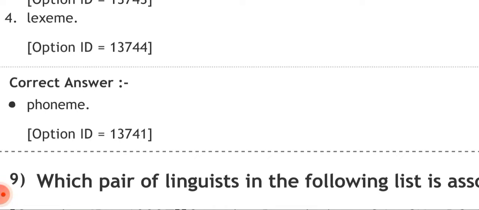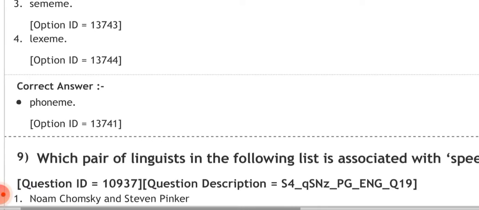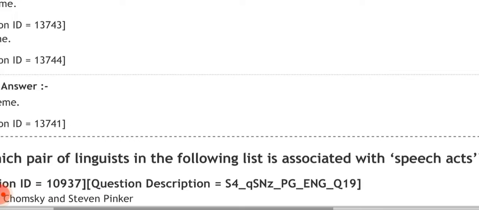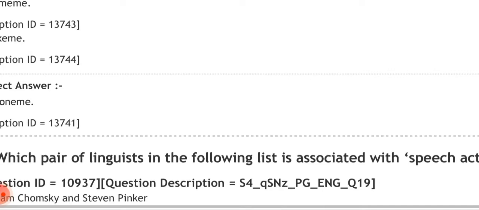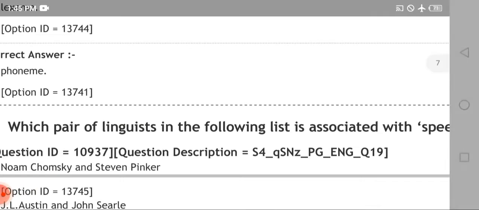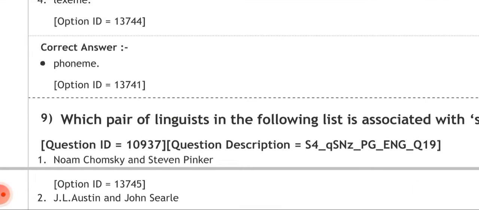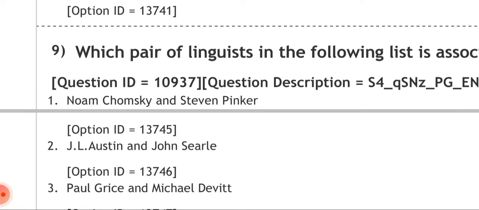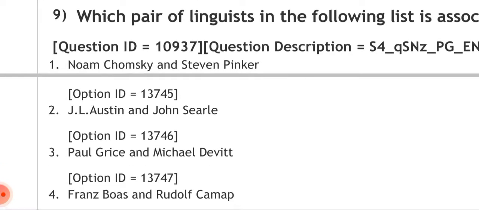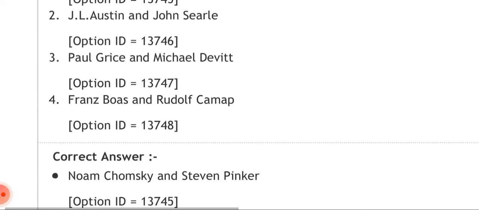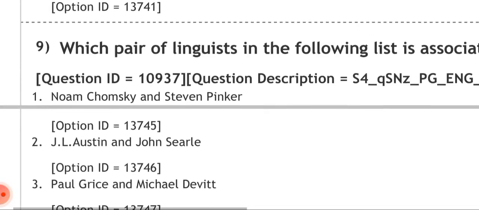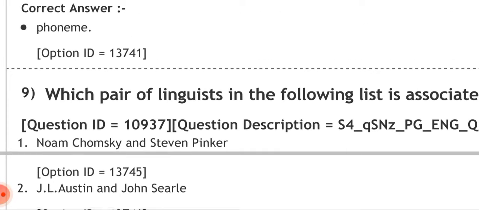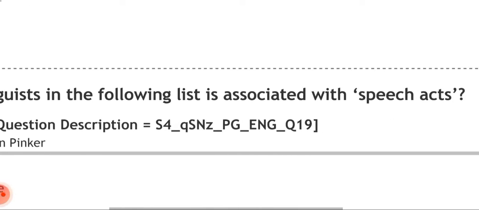Number 4 is, which pair of linguists in the following list is associated with speech acts? The options are: number 1, Noam Chomsky and Steven Pinker; number 2, J.L. Austin and John Searle; number 3, Paul Grice and Michael David; number 4, Franz Boas and Rudolf Carnap. The correct answer as given is Noam Chomsky and Steven Pinker, a pair of linguists associated with speech acts.